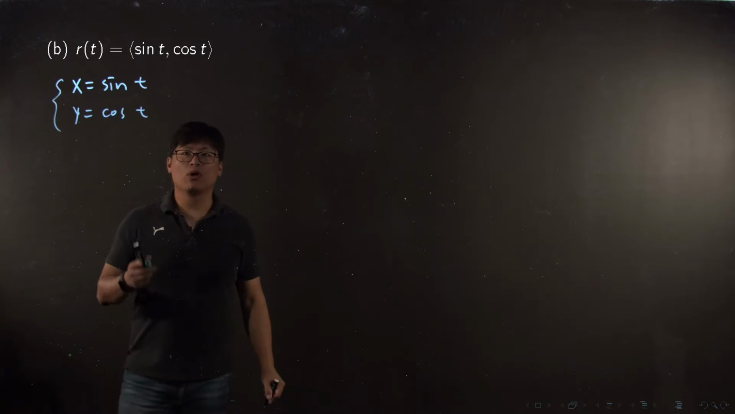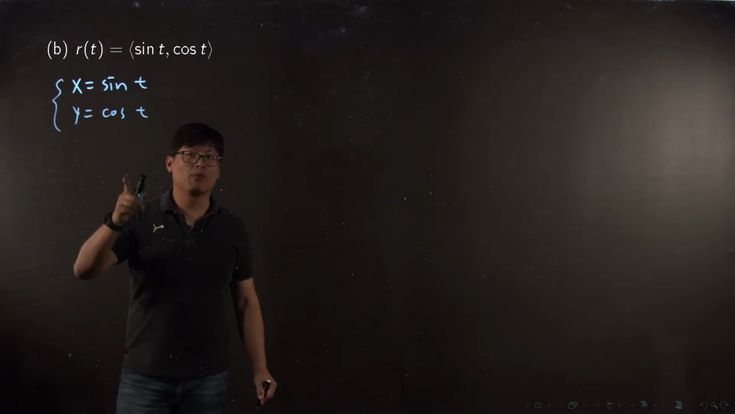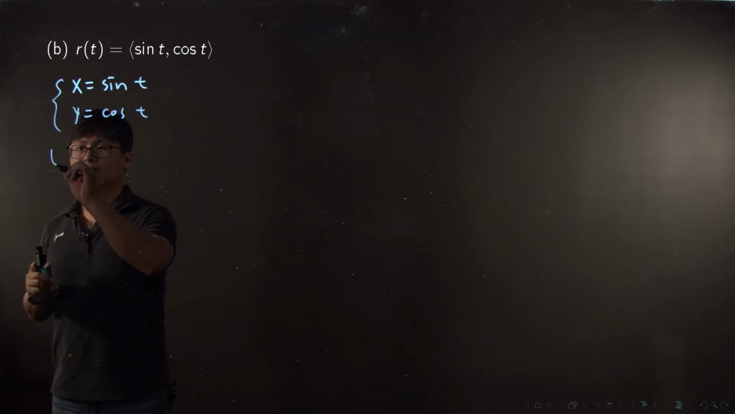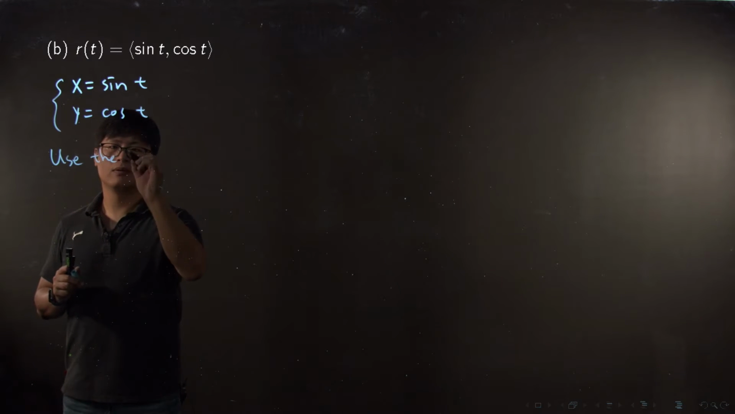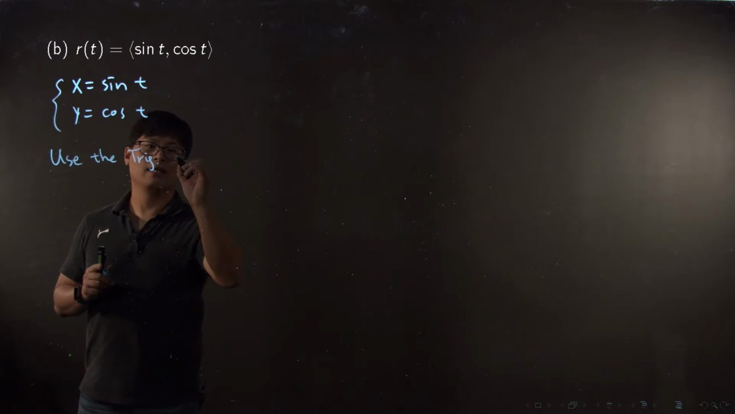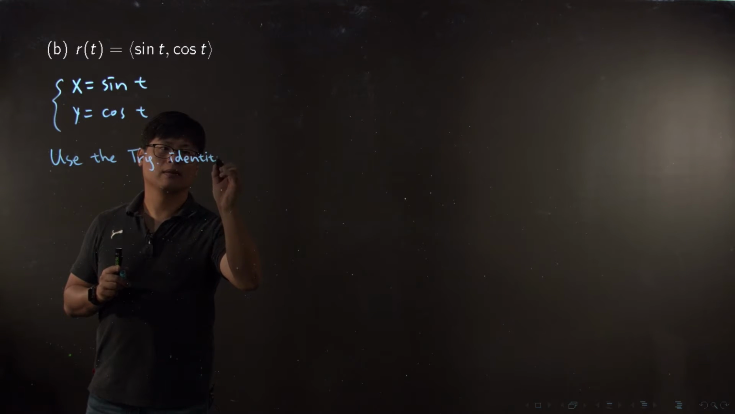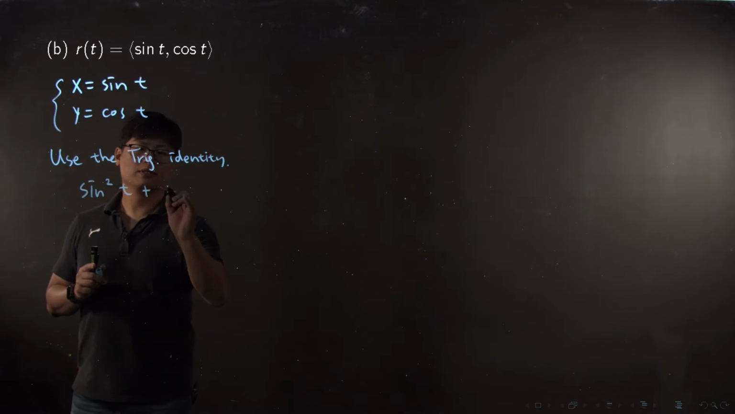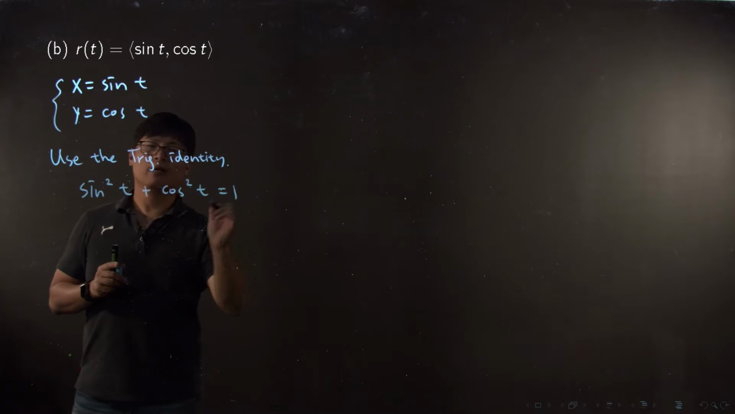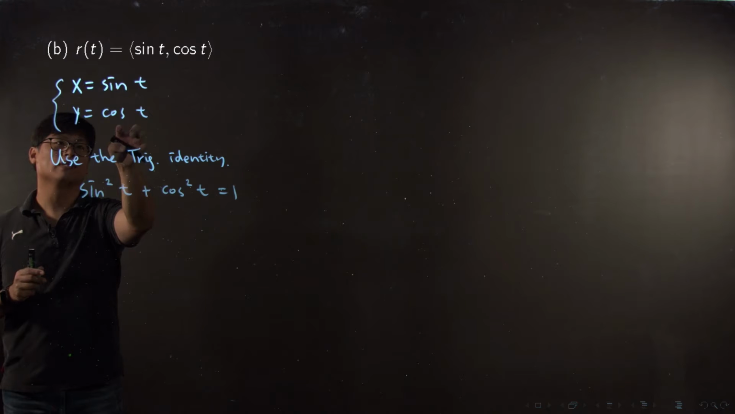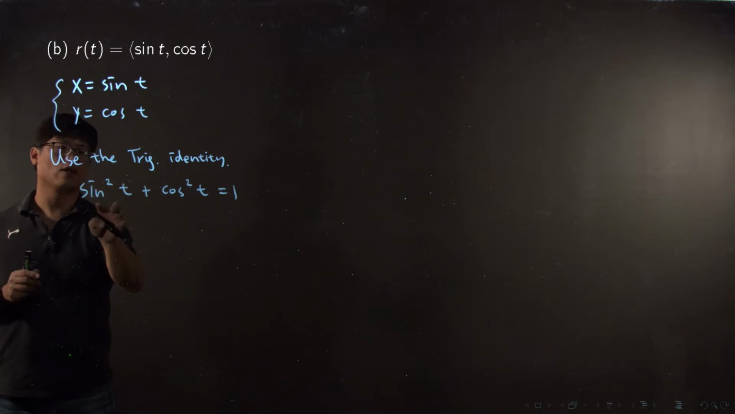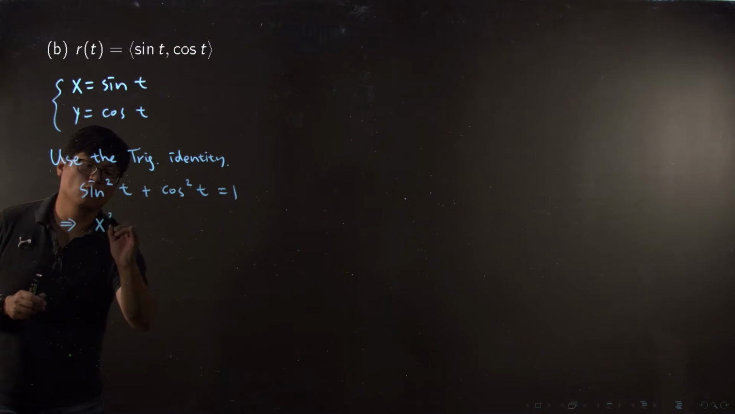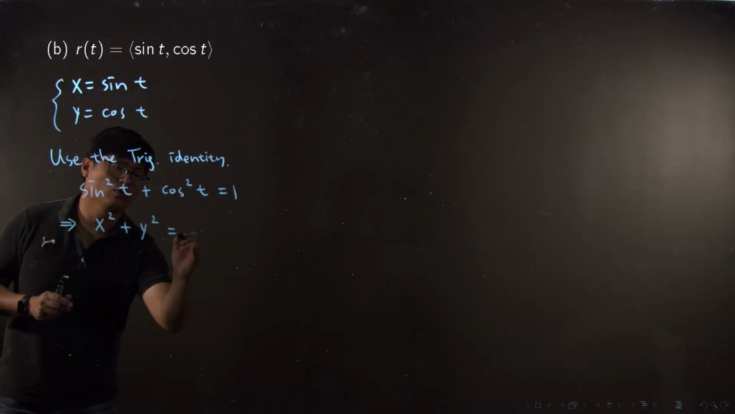As we practiced before, whenever you have a sine and cosine function in your parametric equation, we're going to use the trig identity, the trigonometric identity, which is sine squared t plus cosine squared t equals 1. Since sine t is x and cosine t is y, we can plug in x and y instead of sine and cosine. So this trig identity will be written as x squared plus y squared equals 1.